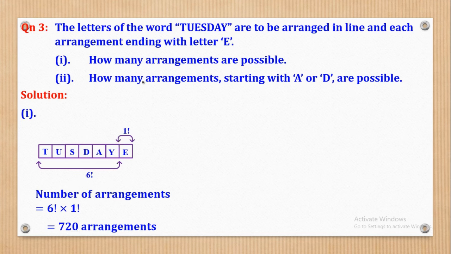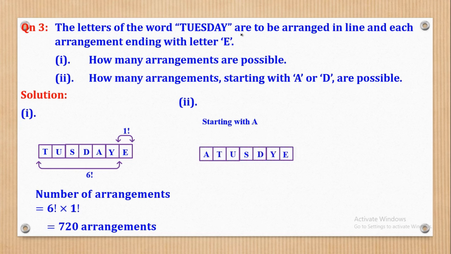Then from Roman 2, they said how many arrangements starting with A or D are possible. Remember, they told us already that it must end with E. So it starts with A and ends with E, or it starts with D and ends with E. So we shall need some illustration. So here, this is when it starts with A and ends with E. This one is fixed and this one is also fixed. So we shall first get their factorials. This is 1 factorial and also this is 1 factorial. So the remaining ones are from here up to here. So when we arrange them, we shall come up with 5 factorial.